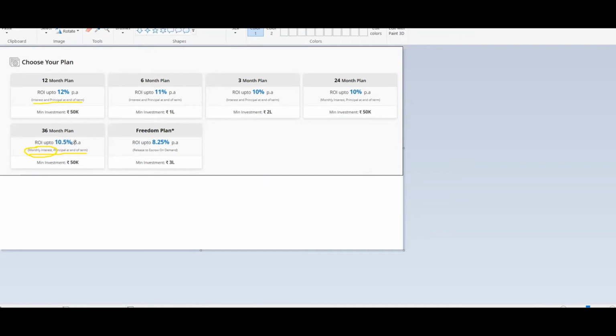If I had to compare these two investments, what I can do is convert this rate, 10.5% per annum compounded monthly. To compare these two plans, I can convert this 10.5% compounded monthly to a rate compounded annually, so that I can get a clear picture. This is not an apple to apple comparison, in a layman's terms, because this is compounded annually and this is compounded monthly.